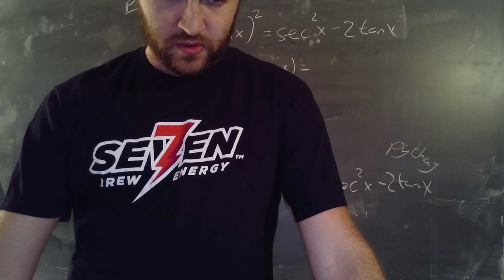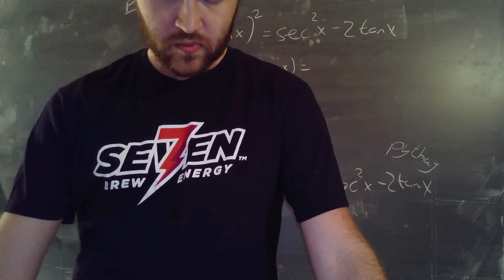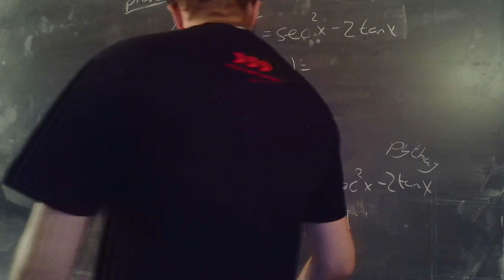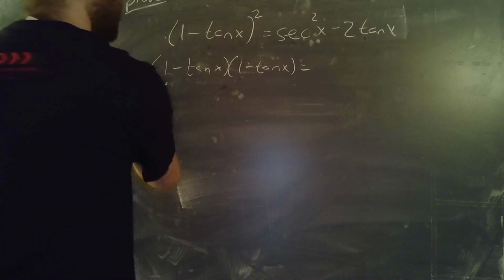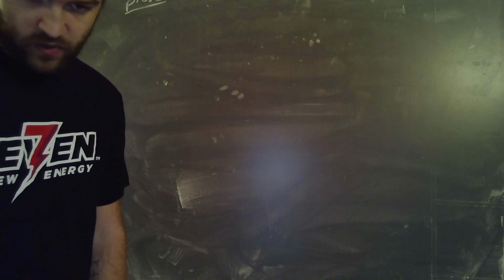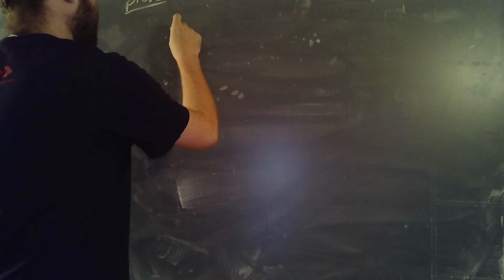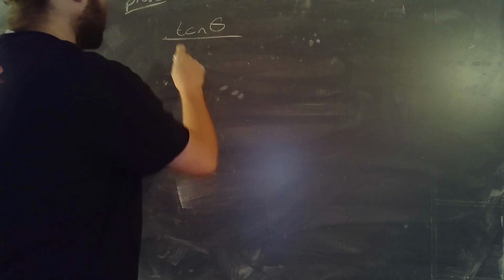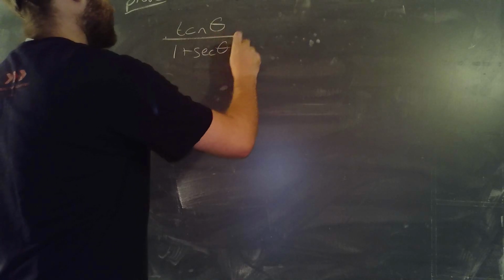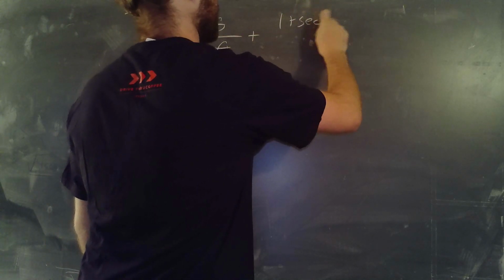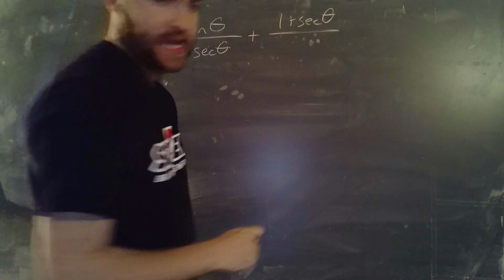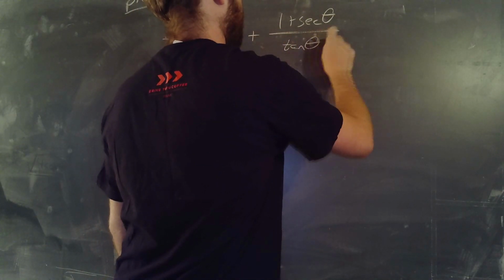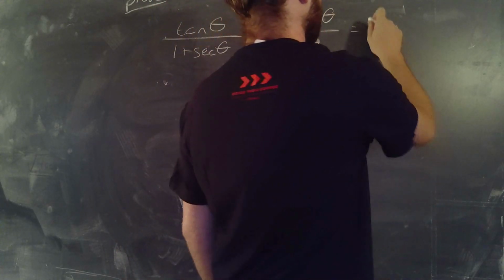Okay, let's do a kind of complicated looking one. Some of these that I'm looking at are very, very easy, and so I don't want to do those examples because that would just be a worthless waste of time. But how about we do tangent of theta over 1 plus secant of theta plus 1 plus secant of theta over tangent of theta. And this is supposed to equal 2 cosecant of theta.